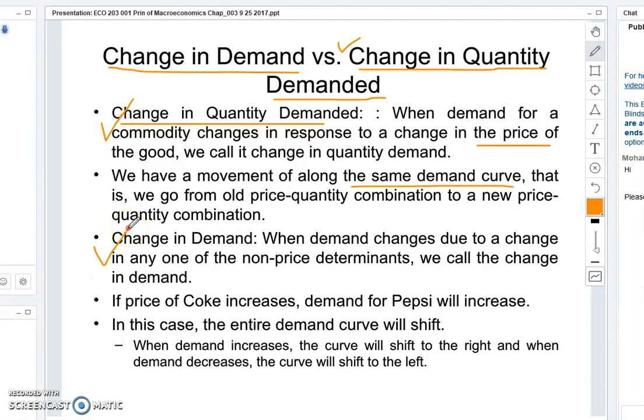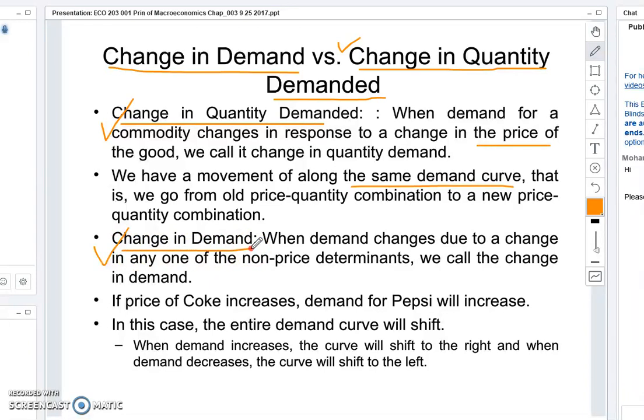And then the other thing we want to say is change in demand. Change in demand is when demand changes as a result of change in any of the non-price determinants of demand. So it can be income, it can be taste. We will show you a list of those non-price determinants of demand. So a change in any of those will change demand, and we call that a change in demand.